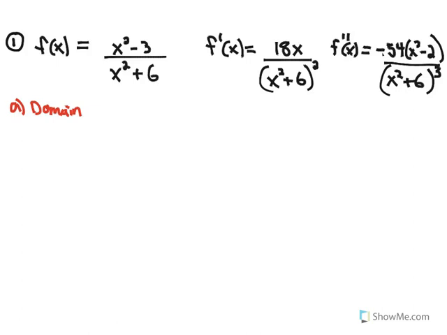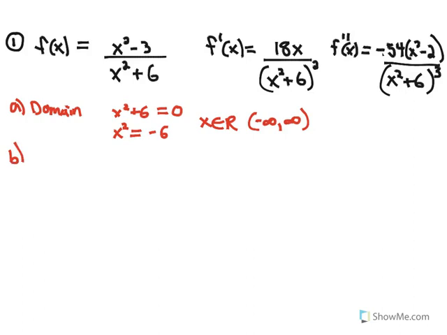So the domain, the only rule we really have to look out for in a rational function like this is x values that will make the denominator 0. Since x squared plus 6 can never be 0, and you can test that by setting it to 0, and then x squared would have to equal negative 6, which obviously something squared cannot. So there's no restrictions, so the domain is just x as an element of the reals. Or if you want to write it as negative infinity to infinity.